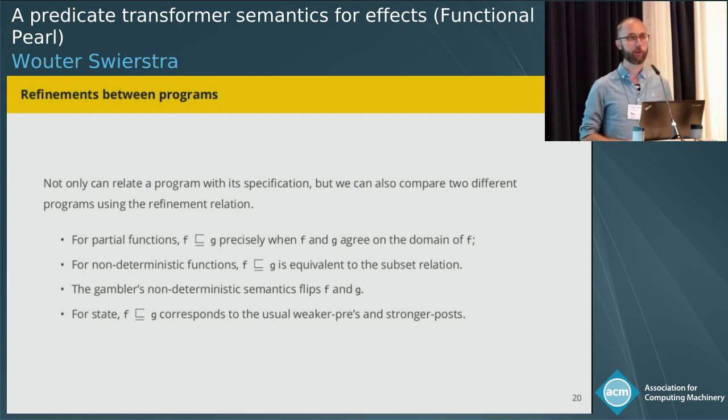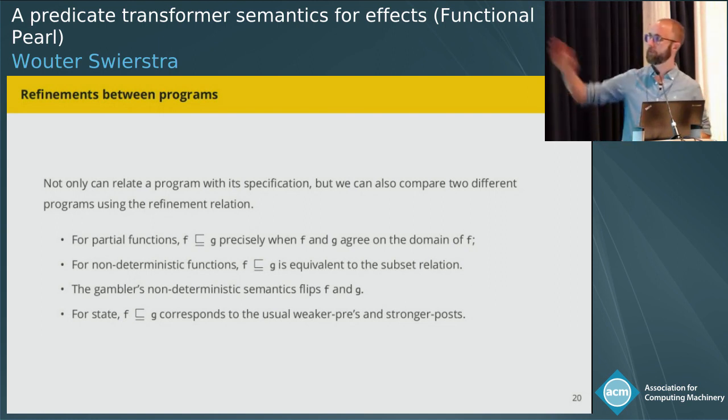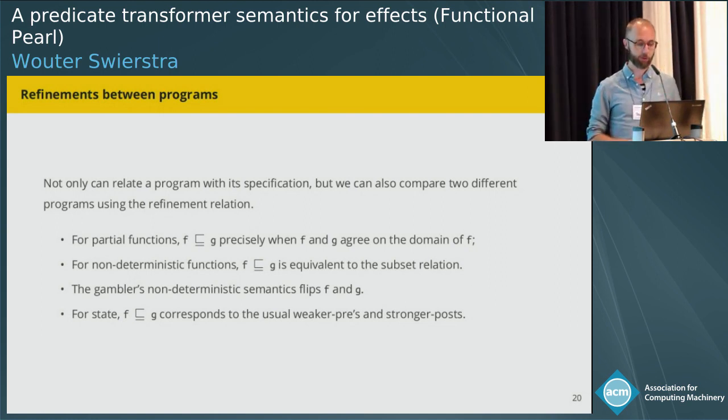And you get reassuringly familiar notions. So you can see, for example, that for partial functions, f is refined by g if g adds more points to f. For non-deterministic functions, using the angelic semantics, it corresponds to the subset relation. And if you have the gambler's non-determinism, the subset relation is reversed, which you would kind of expect, because if you know that P holds for one element of a 7-element list, it's better to know that P holds for one element of a 3-element list. And then if you look at state, you get the usual weaker pre's and stronger posts.